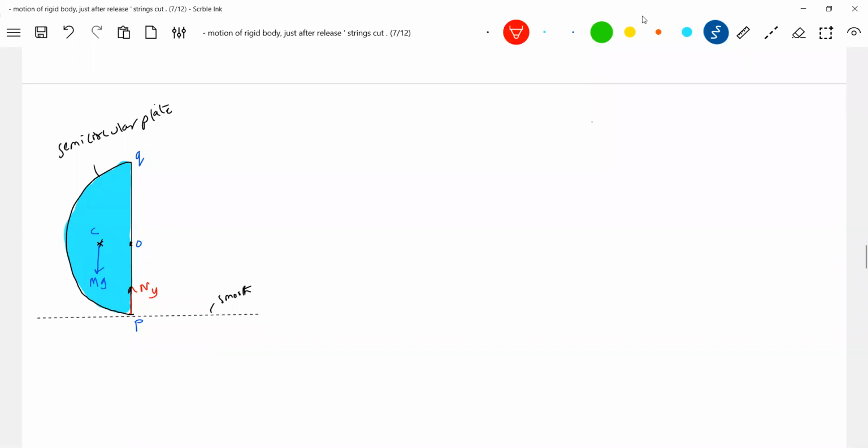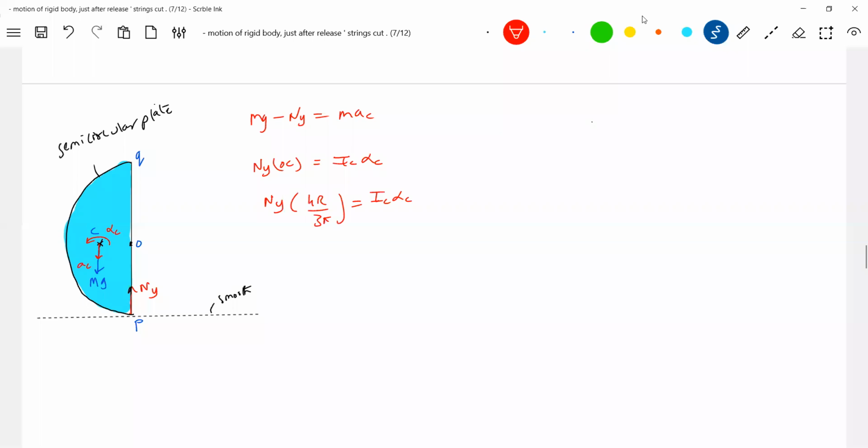So alpha C, I'll show it: the acceleration of center of mass and alpha C. Then what are the equations of motion? Mg minus Ny is equal to M AC. Then torque: Ny into OC should be equal to IC into alpha C. Do we know IC? How to calculate it for a semicircular plate, and OC is equal to 4R by 3 pi.